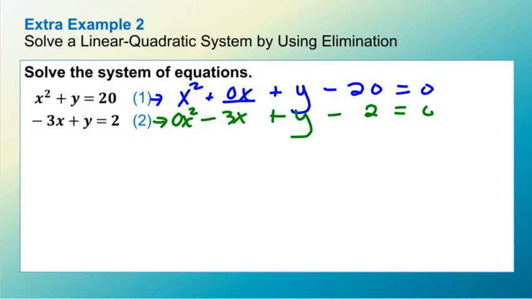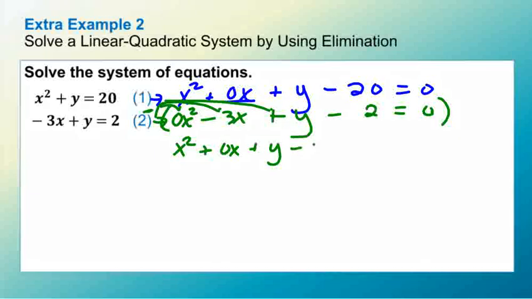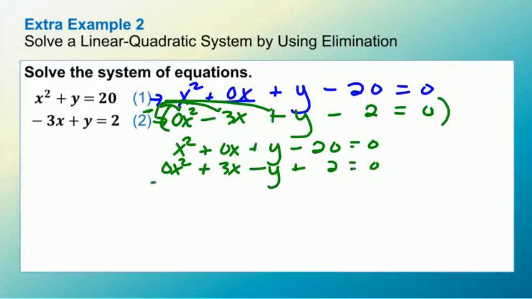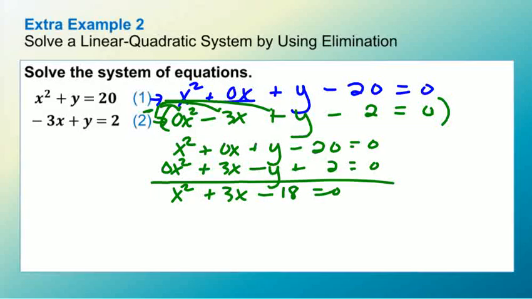Now I need to eliminate one of the variables. So to do that, I'm going to multiply this bottom one by a negative 1. I want to eliminate my y's. I'm now going to have x squared plus 0x plus y minus 20 equaling 0. The second one would be 0x squared plus 3x minus y plus 2 equaling 0. Solve that one, I get x squared plus 3x minus 18 equaling 0.